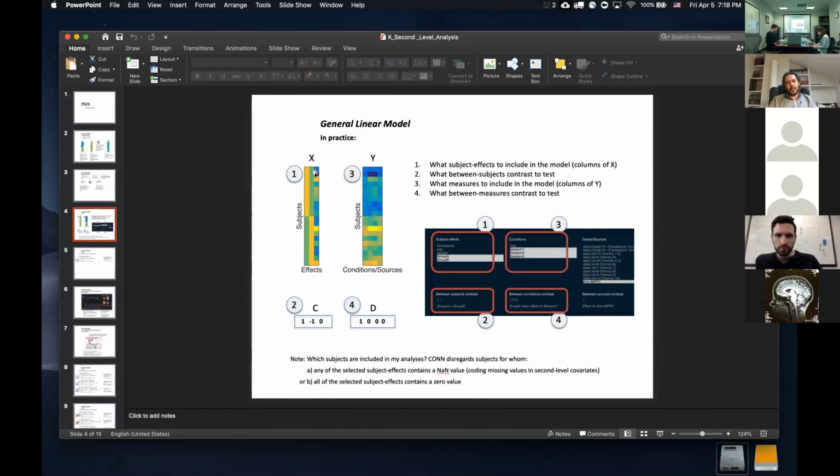Are you familiar with the ideas of column space of a matrix and row space of a matrix? Sort of. Well, let me put it in a different way then.